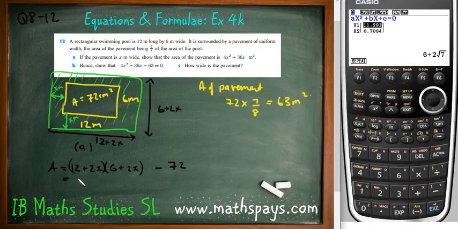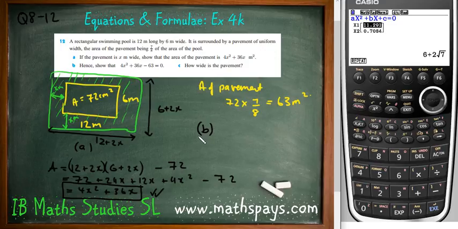We're going to do 12 times 6 is 72, plus 24x, plus 12x, plus 4x squared, minus 72. Then equals, we've got the 4x squared there. We've got the 36x, and the 72's cancel. Look at that. Perfect. Okay, part A is correct. Okay, so part A we've nailed. Next part is going to be part B.